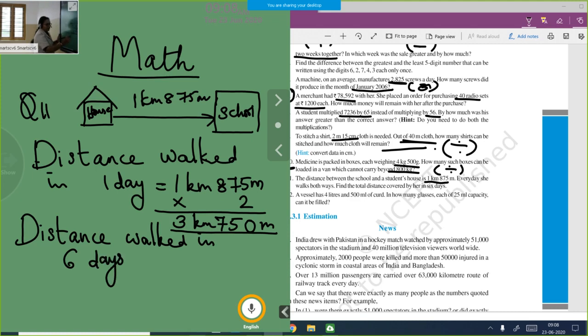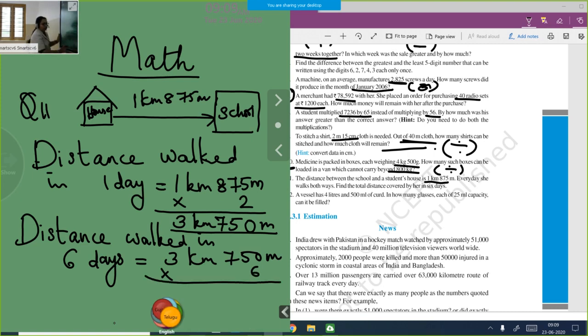We have only 5 days, but see, that girl is going to school 6 days in a week. Distance walked in 6 days means, how to find that? We got 3 kilometer 750 meter in one day. For 6 days, multiply that by 6. Because one day she is walking 3 kilometers 750 meter, for 6 days we have to multiply by 6.